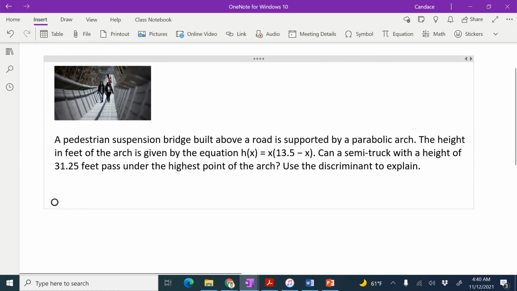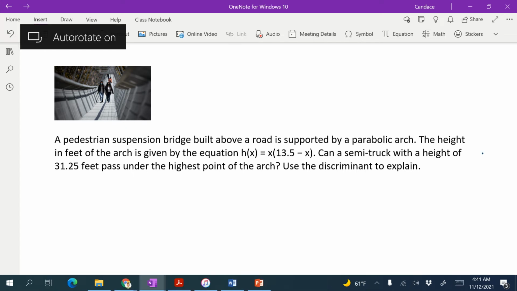In this video, we're going to talk about this problem: a pedestrian bridge built above the road is supported by a parabolic arch. The height in feet of the arch is given by the equation h of x equals x times (13.5 minus x). Can a semi-truck with a height of 31.25 feet pass under the highest point of the arch? Use the discriminant to explain.